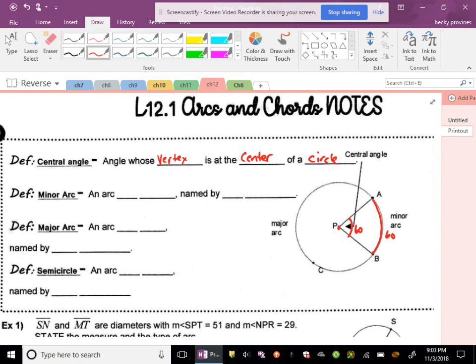So I know the picture looks ovally. It's okay, it's supposed to be a circle. And just remember, center, central. They sound very similar. So they are the same.